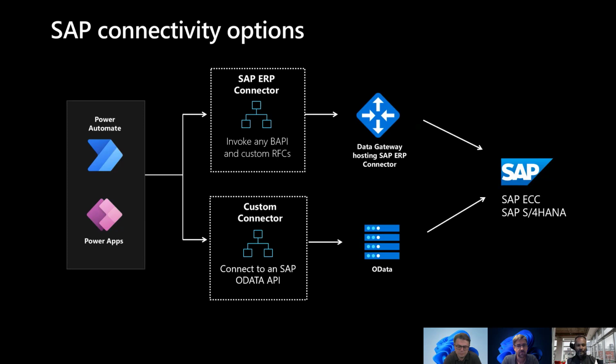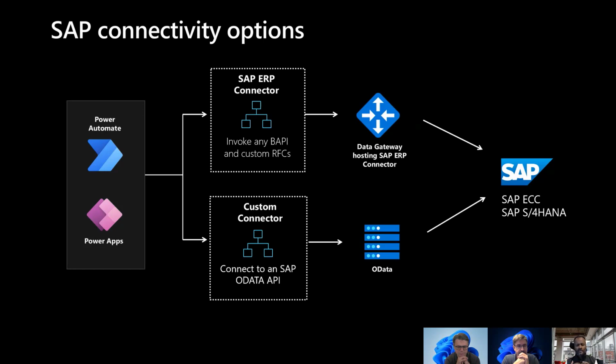So with the ERP connector, you would essentially use this whenever you need to call a BAPI or a custom RFC and invoke that, right? What you would normally do is use an on-premise data gateway for that. You can deploy this gateway in an available VM or maybe in a tenant or so. And that will give you the ability to actually call that SAP system, that backend system that you need to call.